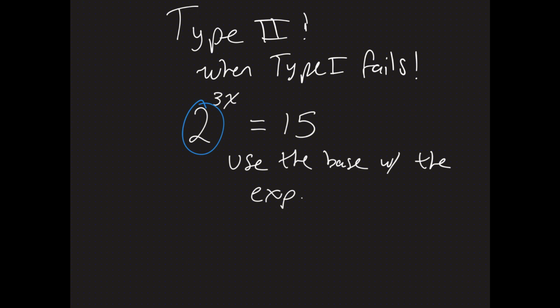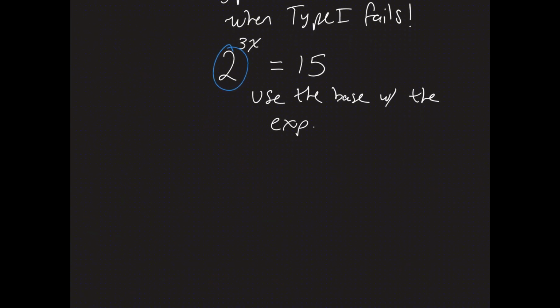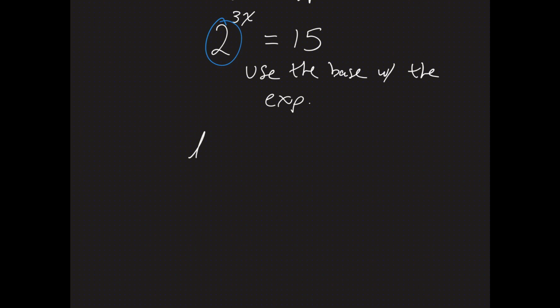Okay? So what does that look like? I'm going to take the logarithm, right? My base is 2, so I'm going to take log base 2 of both sides. What does that look like? Log base 2 of 2 to the 3x is equal to log base 2 of 15. Okay? So that's exactly what we need to do here. Take log base 2 of both sides, and then we can solve for x. So how does this simplify?